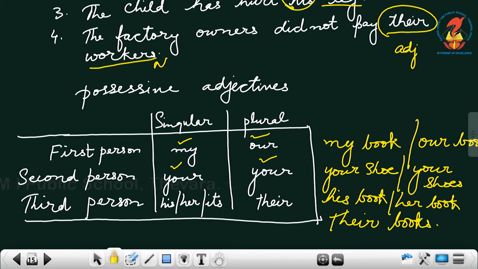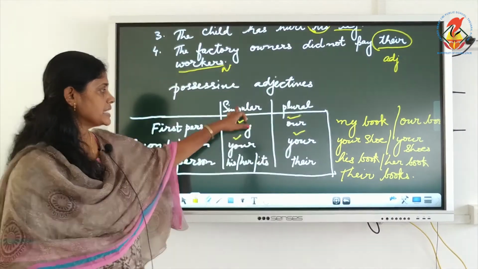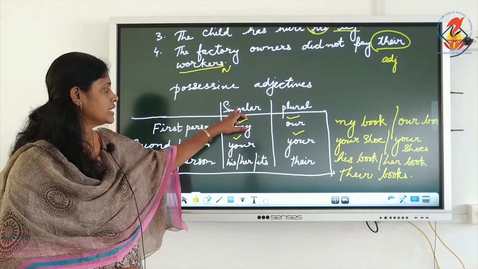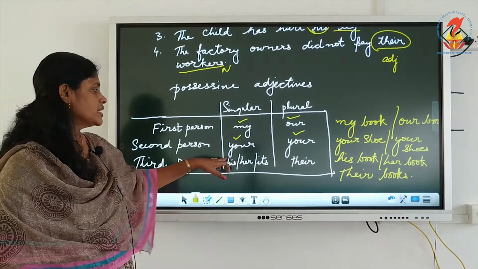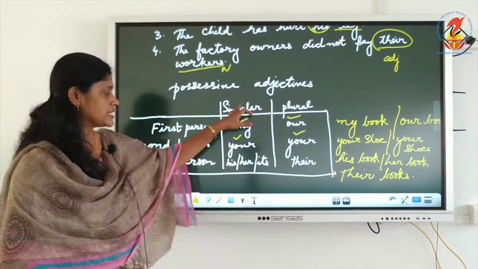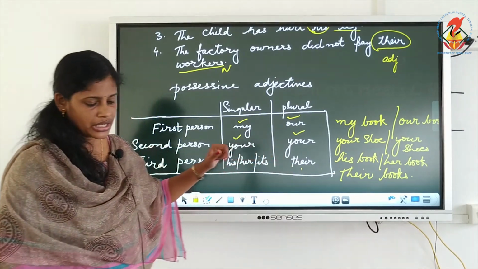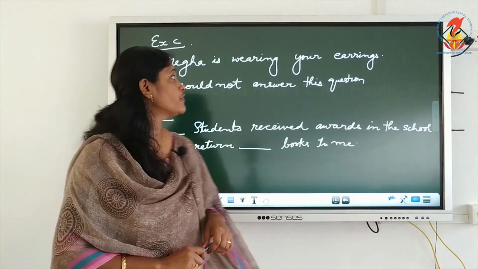You might have done this in the lower classes, but you should remember in first person my is singular, plural is our. Second person the word singular is your, plural is also your. And in third person his, her and its, this is singular and plural it is their. Is it clear, children? Now you have to do exercise C and exercise D from your book.